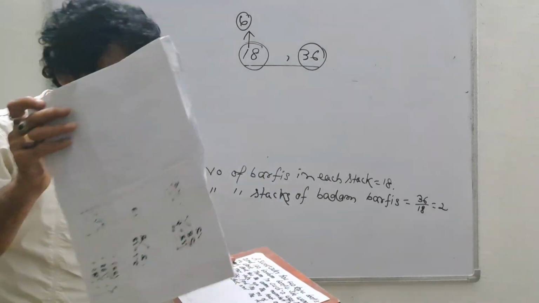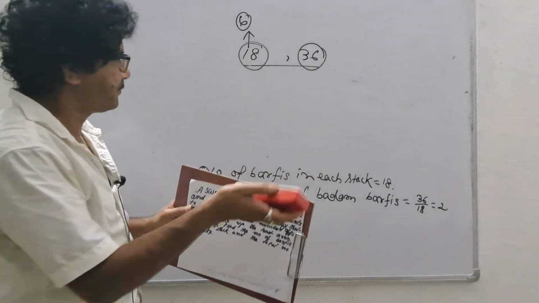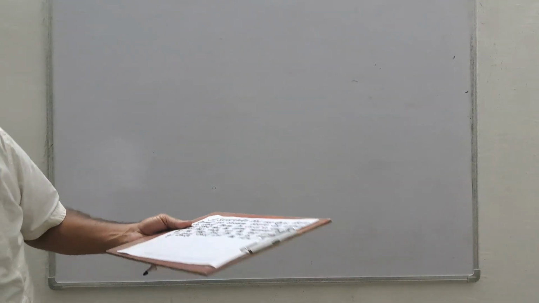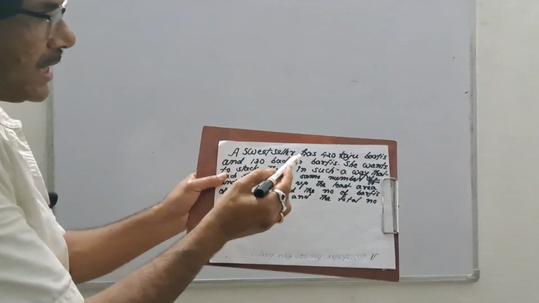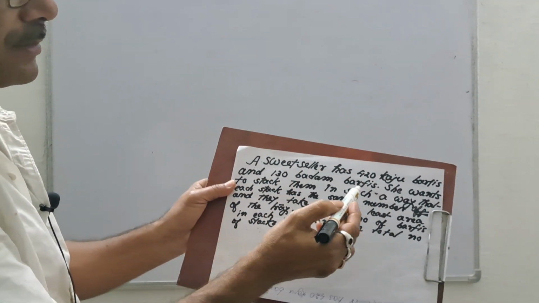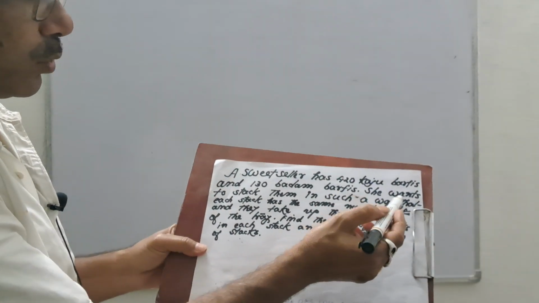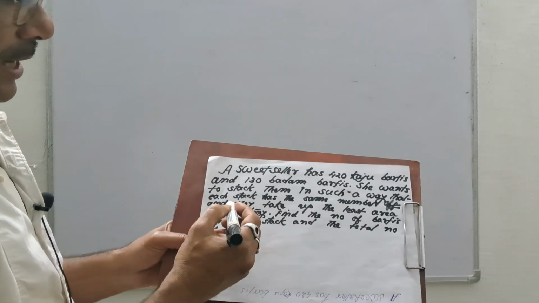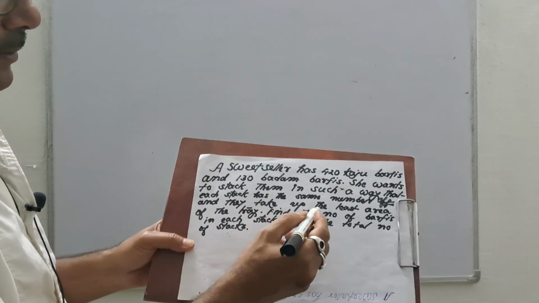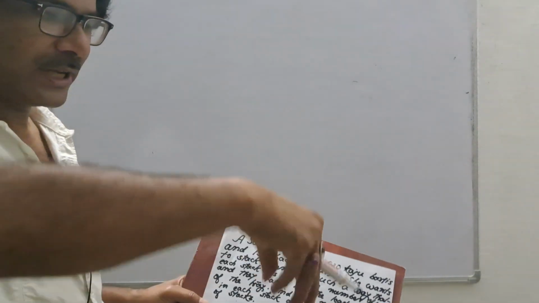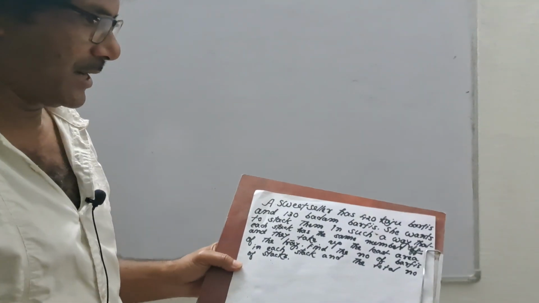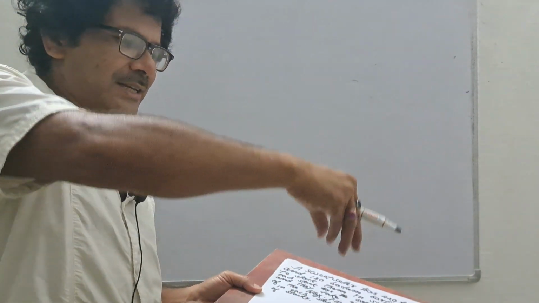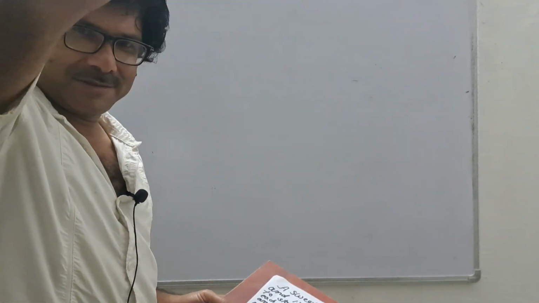Okay, so one more question. This question is from your book. A sweet seller has 420 Kaju Borfies and 130 Badam Borfies. She wants to stack them in such a way that each stack has the same number and they take up the least area. As I have just told, they will take up least area on the tray. So when will they occupy least area? When in each stack the maximum number of Borfies will be present.